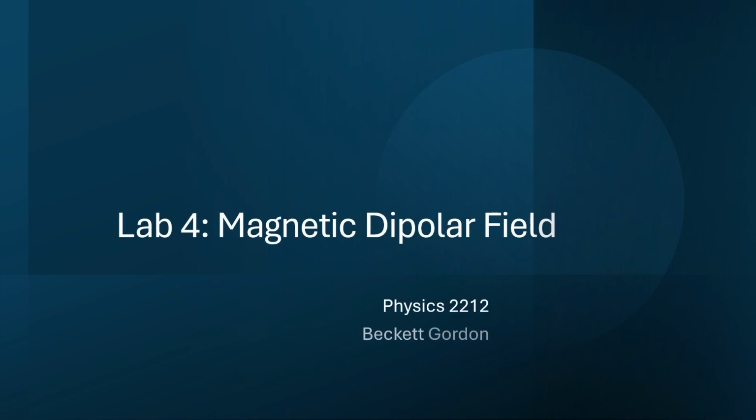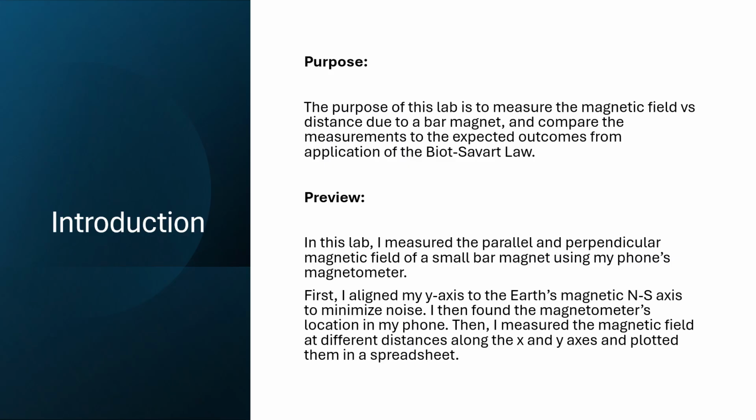This is Lab 4, the magnetic dipolar field for Physics 2212. The purpose of this lab is to measure the magnetic field versus distance due to a bar magnet and compare the measurements to the expected outcomes from application of the Biot-Savart law.